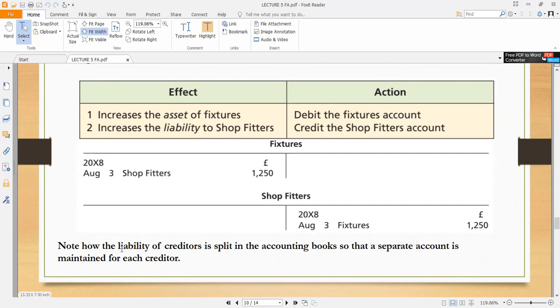Now note how the liability of creditors is split in the accounting books, so that a separate account is maintained for each creditor. Here we are debited that amount, then we are credited that amount. That amount is first of all coming into the business, then later it is going to go. Now it is coming as a liability that has to be paid off.